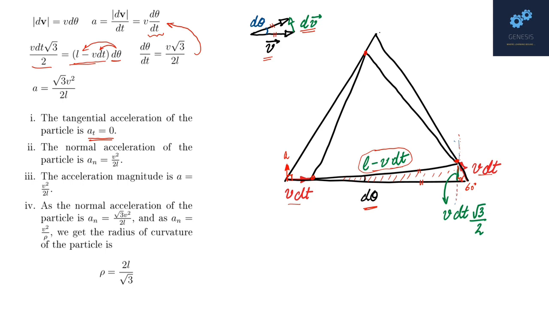Now, as the tangential acceleration is 0, the normal acceleration is root 3 v square by 2L. And the magnitude of the acceleration is root 3 v square by 2L. So these are the three parts. Now, the normal acceleration is root 3 v square by 2L. Also, the normal acceleration is v square by the radius of curvature. So, equate these two and you will get the radius of curvature as 2L by root 3. This is the radius of curvature of that logarithmic spiral at the initial instant.